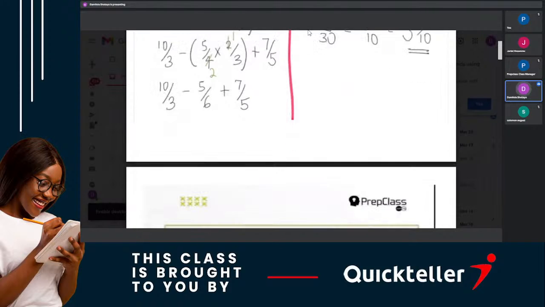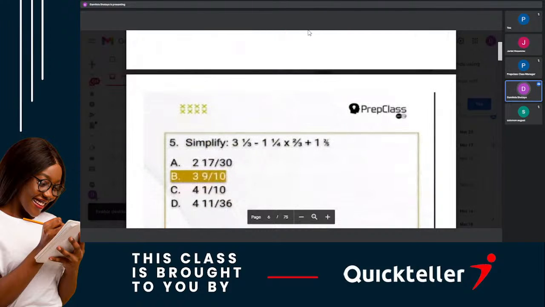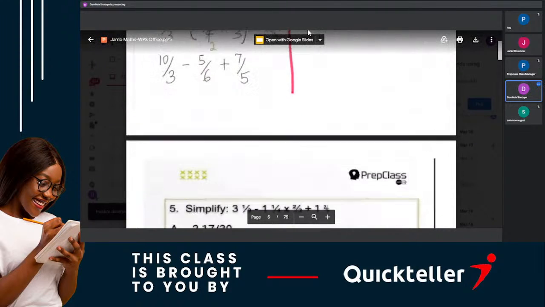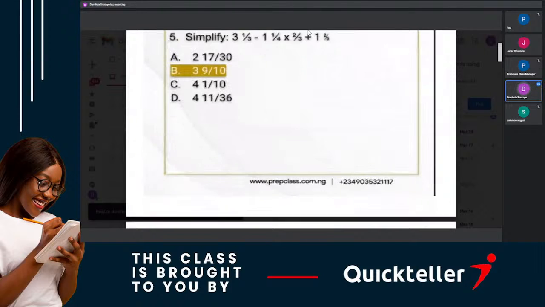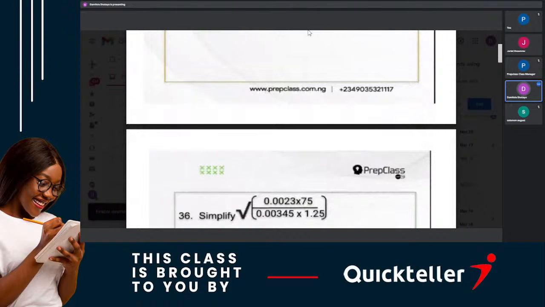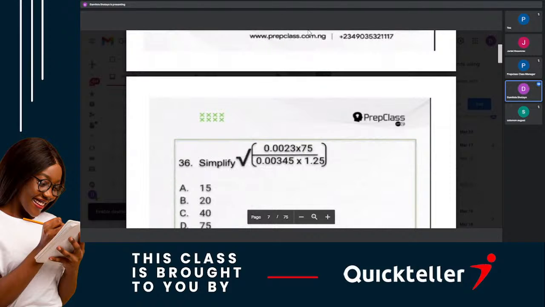Let's go to another question. So the answer is 3 and 9 over 10. And that's what I got here. Okay. So the next question, so that settles fractions. We will see more questions in fractions in your classroom. I will drop more questions on fractions that you can check out in your classroom. And if you have any question, you can still ask me.